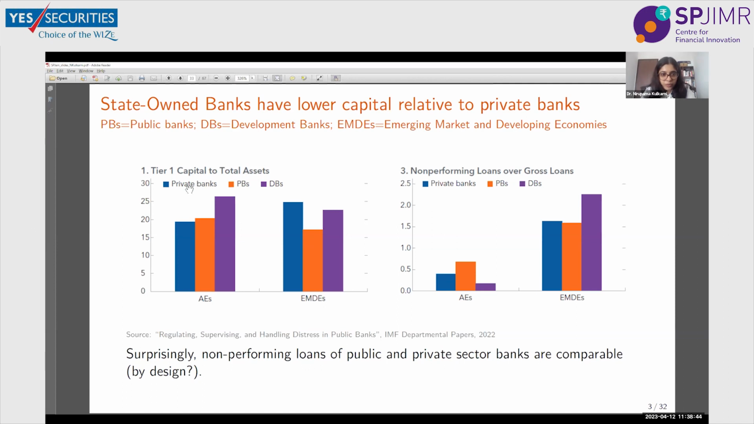And so this is the main takeaway here. If you look at the capital to assets ratio for private and public sector banks, public sector banks had a higher capital to assets ratio compared to private among the advanced economies, but for the emerging economies, it was actually the reverse. But when you look at non-performing loans over gross loans, the non-performing loans were actually lower for public sector banks compared to private sector banks. This would be surprising, thinking about how we think of public sector banks in India.